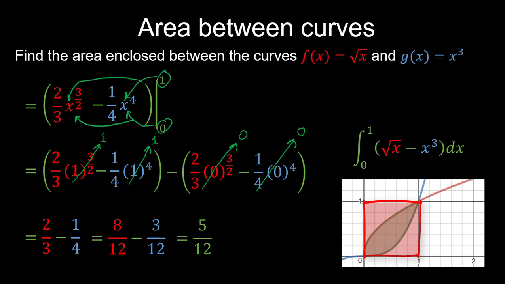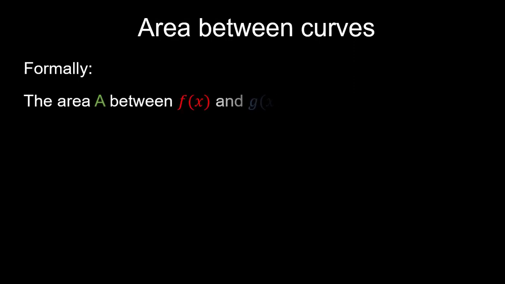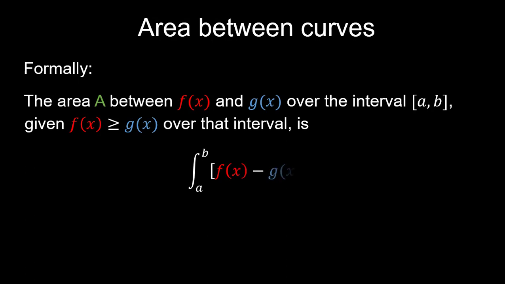So to summarize, if you're looking to find the area between curves, more formally, we can say that the area A between f of x and g of x over the interval a to b, given that f of x is greater than g of x over that interval, is simply the integral from a to b of the quantity f of x minus g of x dx. And that is our formula for the area between two curves.